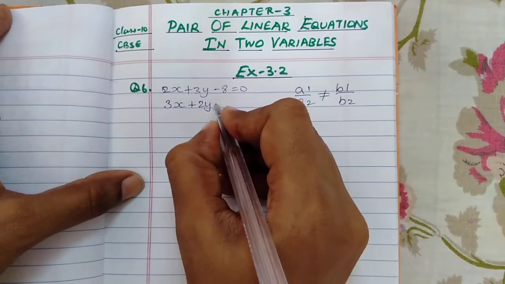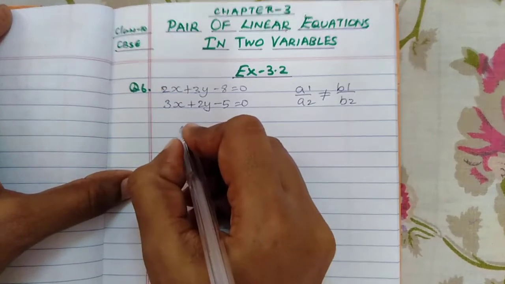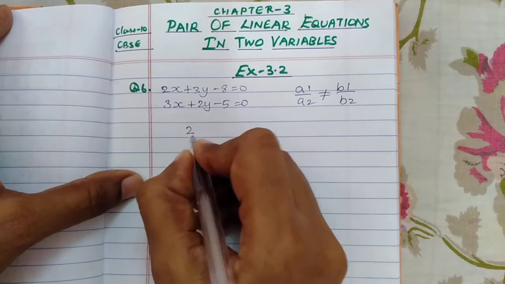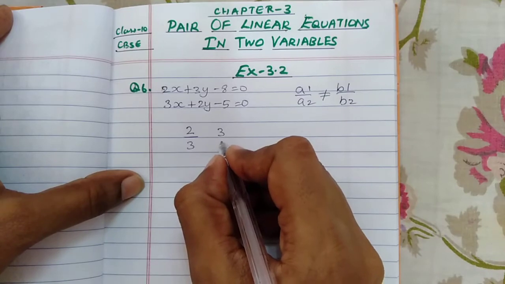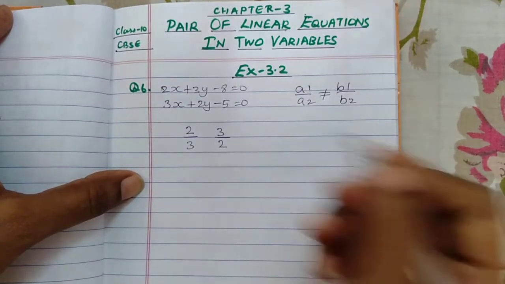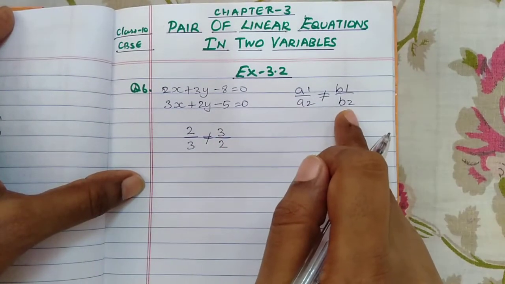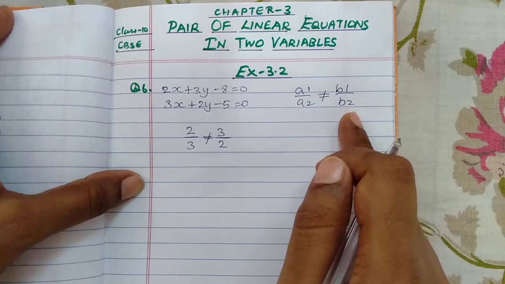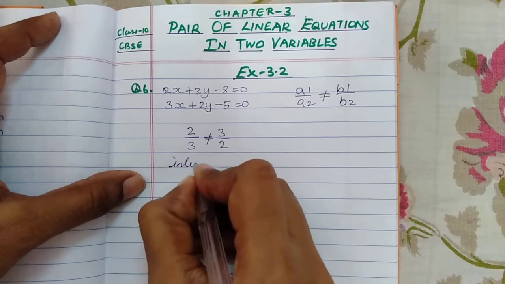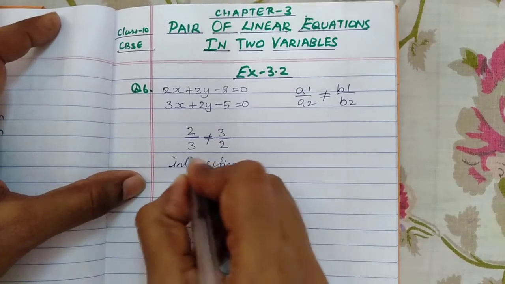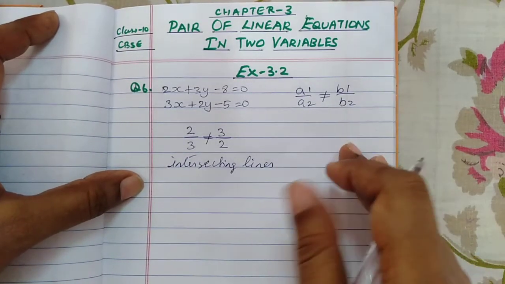2y minus 5 is equal to 0. From here I can take a1 is 2, a2 is 3, then b1 is 3 and b2 is 2. Are they equal to one another? Not at all. So this satisfies this condition, right? So it means they will give you intersecting lines. Okay, now that's all with the first condition.